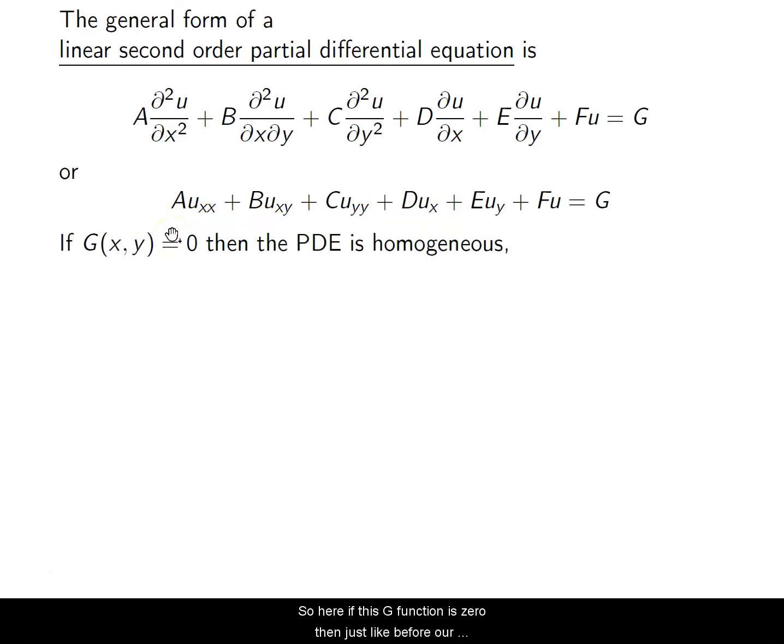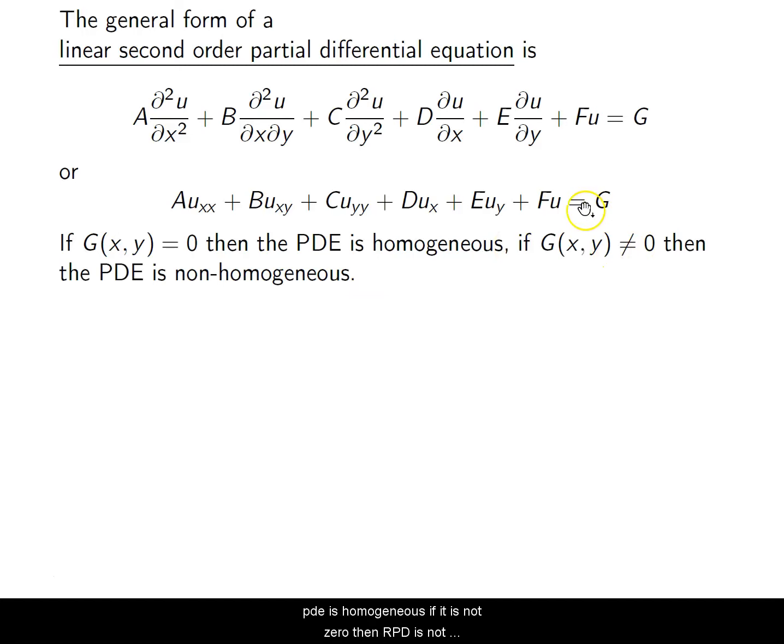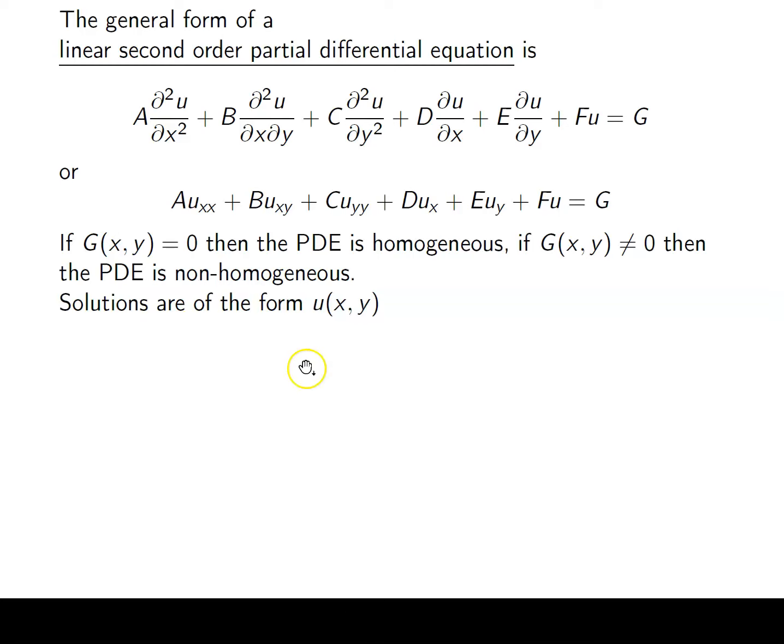Okay. So here, if this g function is 0, then just like before, our PDE is homogeneous. If it is not 0, then our PDE is non-homogeneous. Okay, so again, a lot of the notation that we have for what we've been doing so far still stands, right? The linear combinations, the linear independence, the superposition principles, all of those still apply here, right?